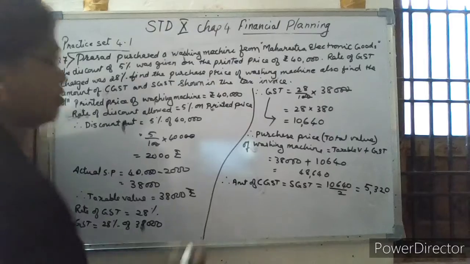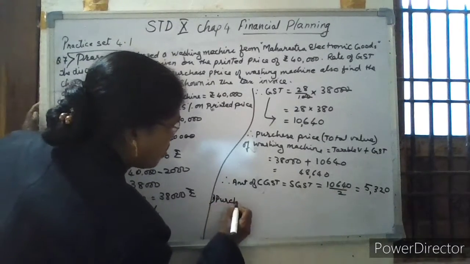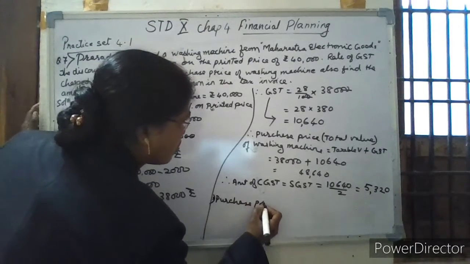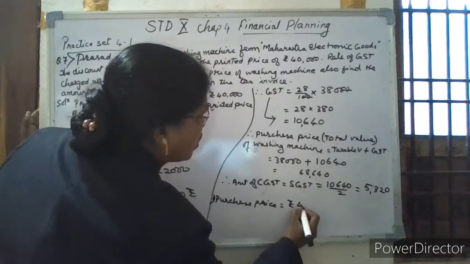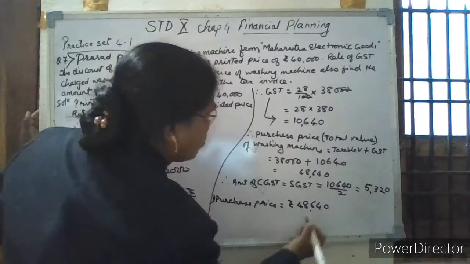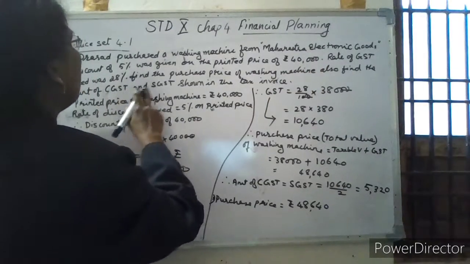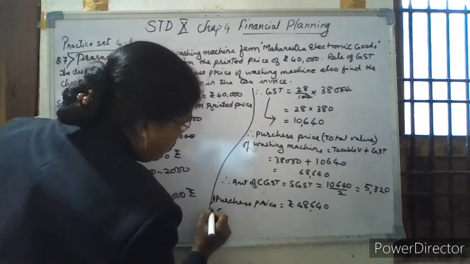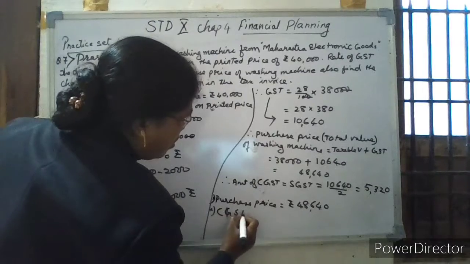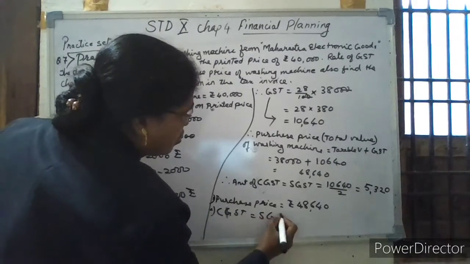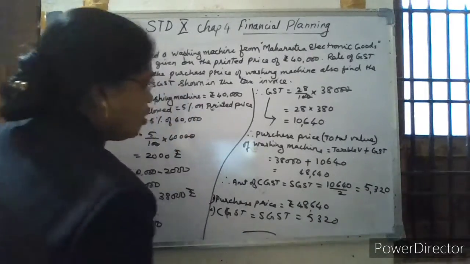We'll write one by one. First question, that is find the purchase price. Purchase price is equal to rupees 48,640. Then also find amount of CGST and SGST. So CGST, second question, CGST is equal to SGST, that is equal to 5,320 rupees. This is the solution of this problem.